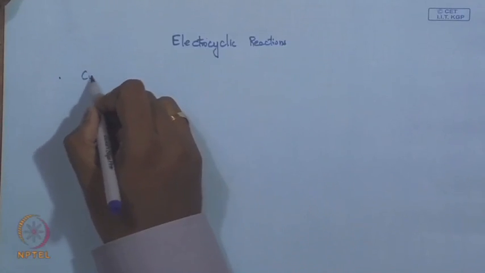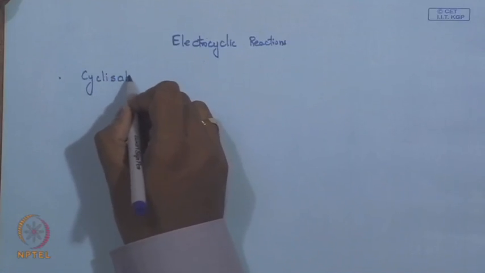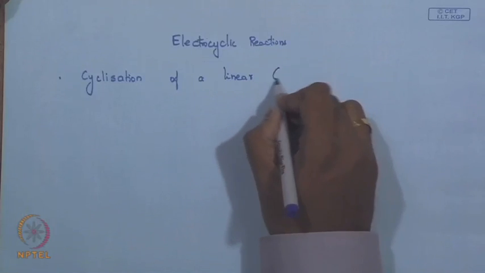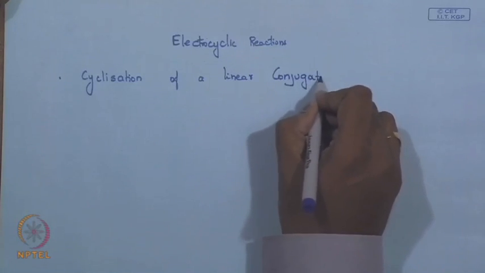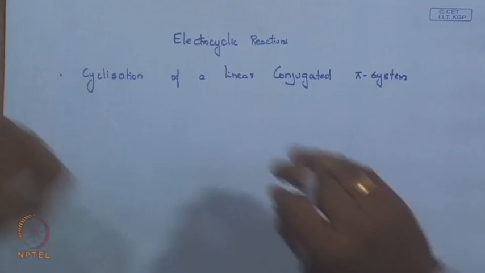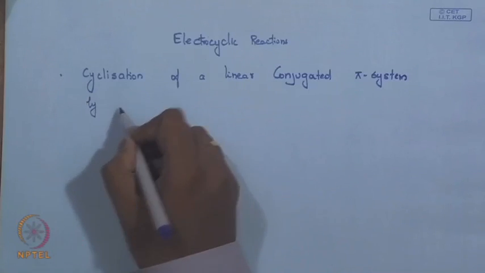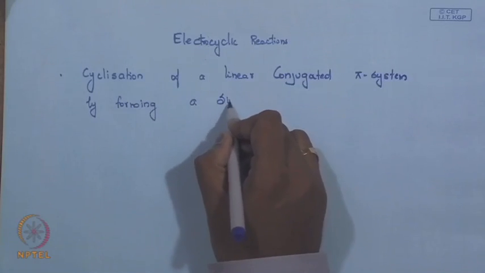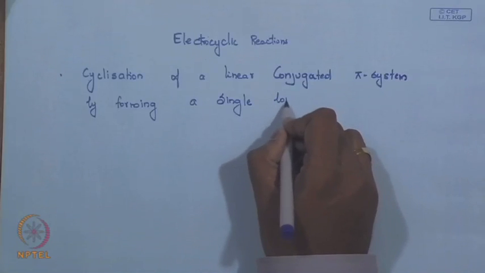So, basically what is an electrocyclic reaction? How do you define an electrocyclic reaction? Simply saying, it is nothing but a cyclization of a linear conjugated pi system. It is a cyclization of linear conjugated polyenic pi systems by forming a single bond. So, that is how you can define your electrocyclic reaction.